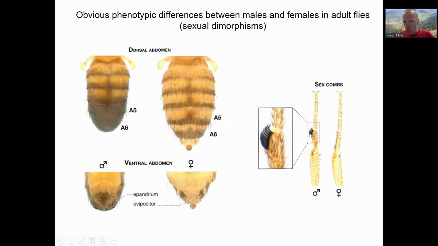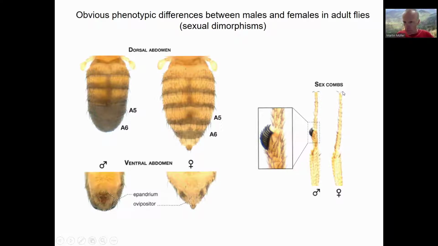The sex comb is only present in males on the first pair of legs. And you see here a zoom in on it, and you can see that the sex comb consists of about 10 to 12 of these thick bristles. And people say the male uses it to grab the female. I don't know whether that is true, but it's possible. The female doesn't have this.